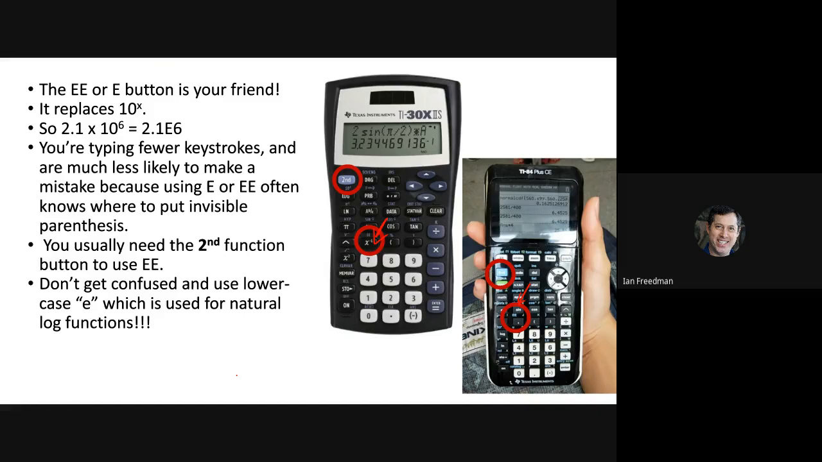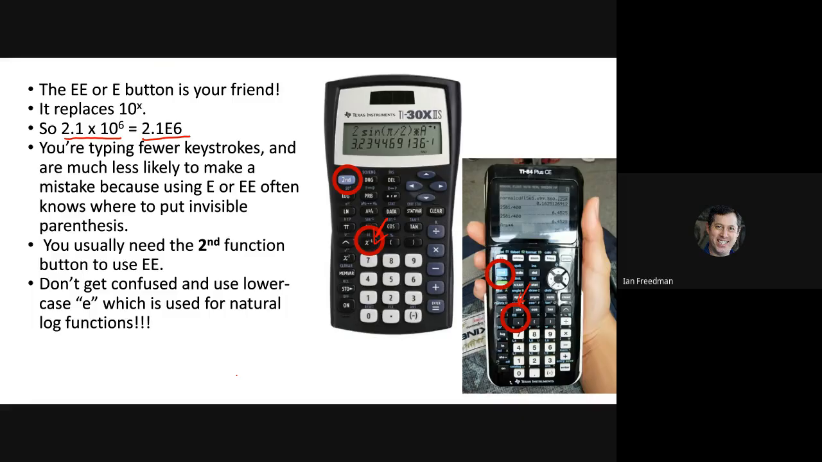But essentially, it replaces the 10 to the something power. So here, for example, 2.1 times 10 to the 6th is really just 2.1 E6. And you'll notice that it does type out to be fewer characters, which is one of the reasons that we like it. And there's some other reasons that we like it too, like things fit on the screen a little bit better.